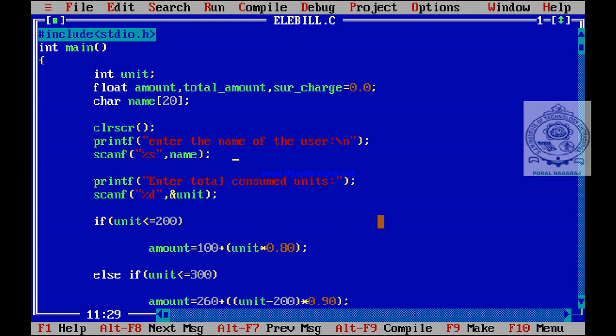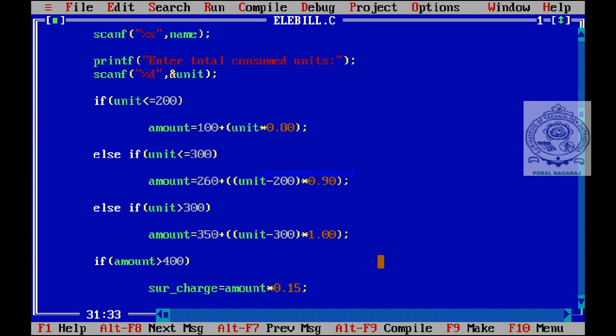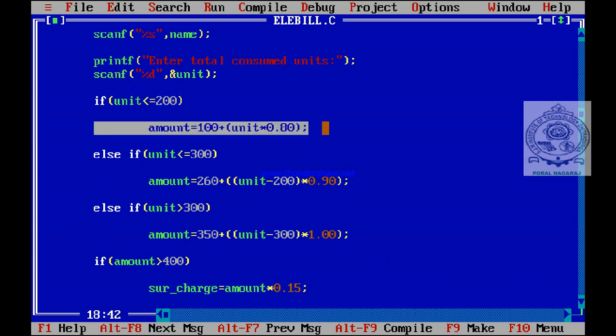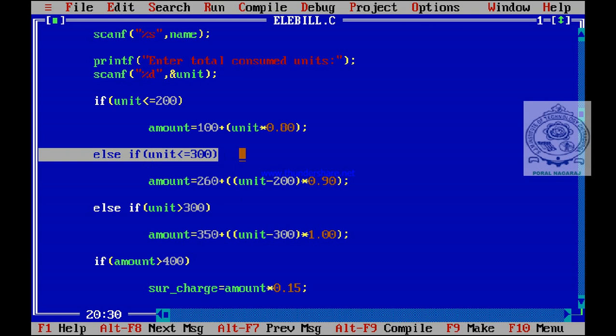Okay, scanf. Then what you have to do? You have to check the first case: if unit is less than or equal to 200, what is amount? Amount is equal to 100 meter charge plus 80 paisa for each unit, so unit into 0.80. If it is not less than or equal to 200, it means greater than 200. So you have to check else if unit less than or equal to 300, because from 200 to 300 it is 90 paisa. So for the first 200 we have already computed 260 rupees.